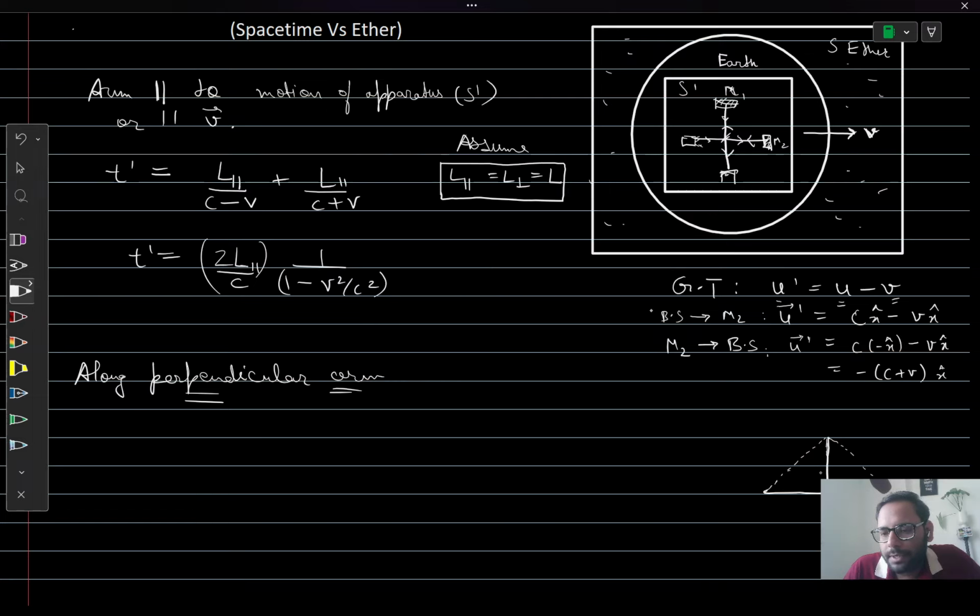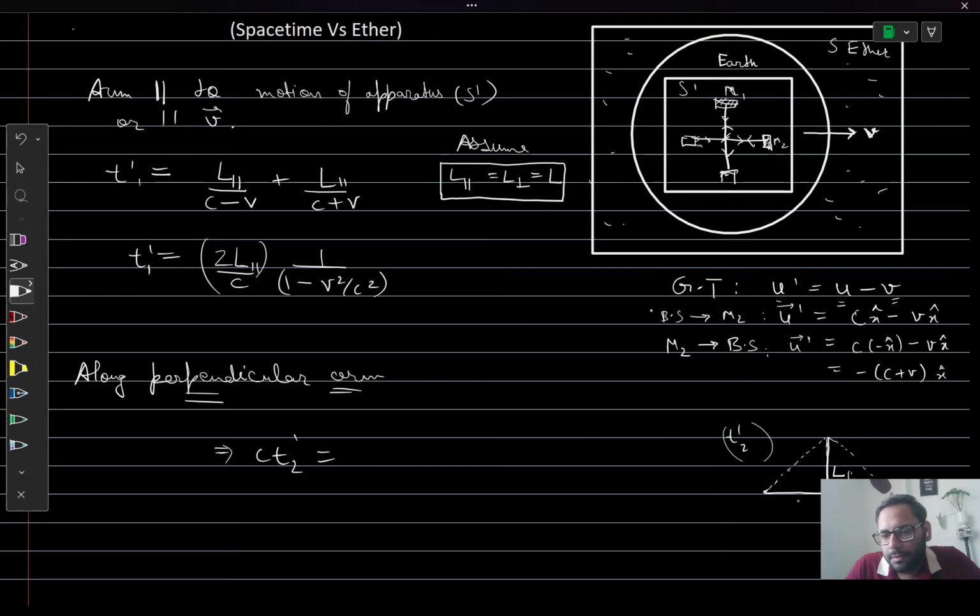Let's do it. Okay, so this is my perpendicular arm, of length A. Suppose the time taken to reflect back to this beam splitter is T prime 2, and this is T prime 1. The whole journey will cover a distance, because the speed of light is c, of c t prime.